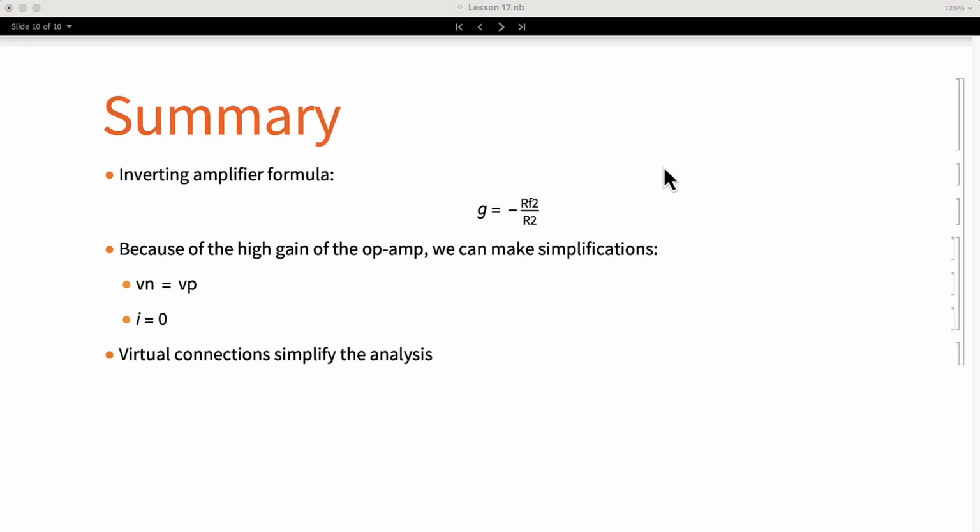As a summary for this lesson, we learned the inverting amplifier configuration. In this configuration, the gain is defined by the ratio of the resistors RF2 and R2. The output voltage is negative and we can either amplify or attenuate the signals. We also learned how the op-amp behaves when the gain is very high. This makes it possible to consider the following assumptions when analyzing an op-amp circuit. The voltage of both pins will be the same and the current into the op-amp is 0. Using these assumptions simplifies the analysis of op-amp circuits.